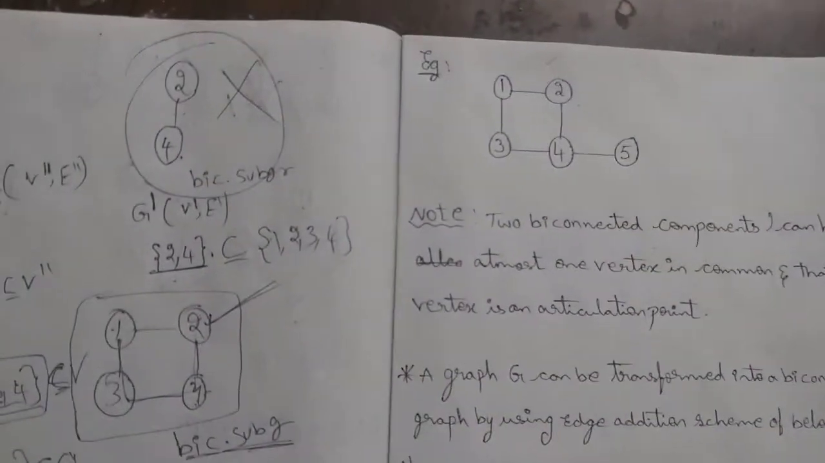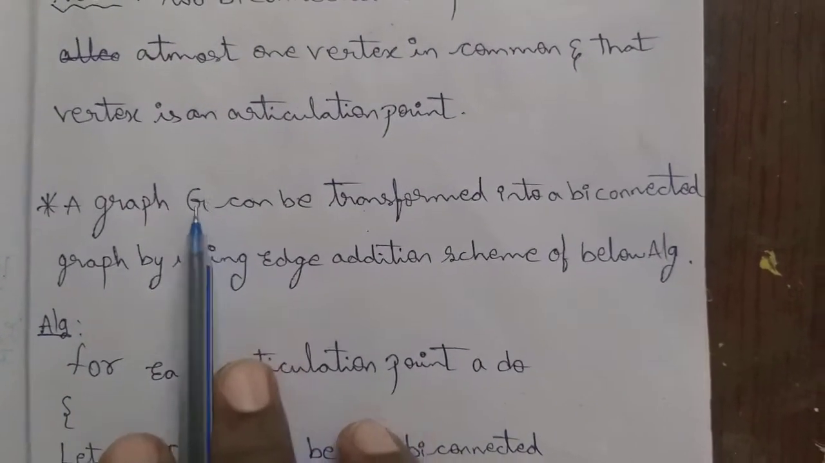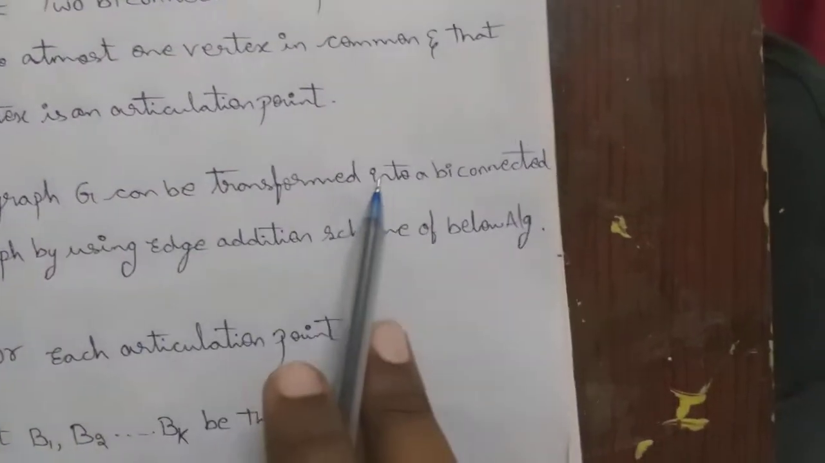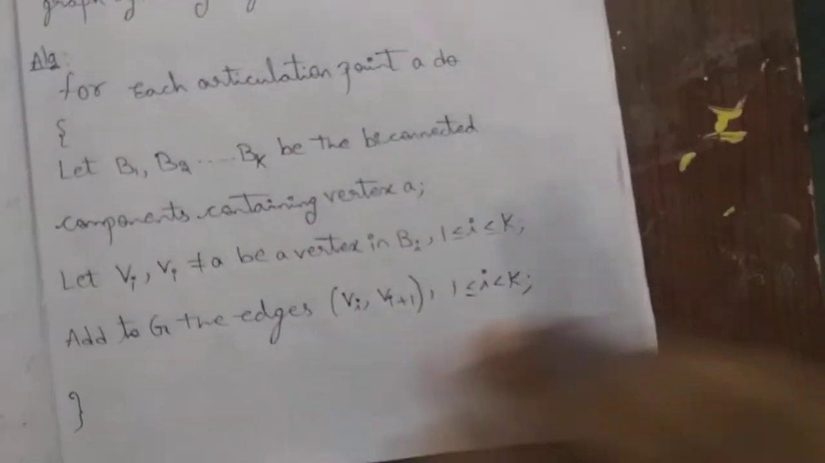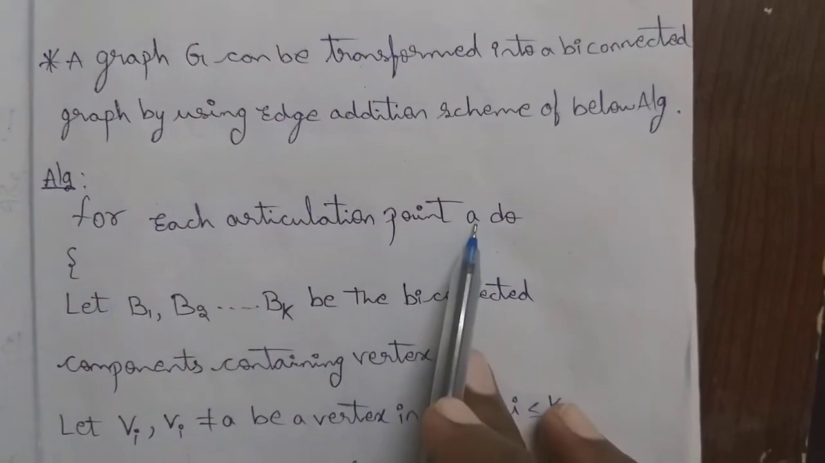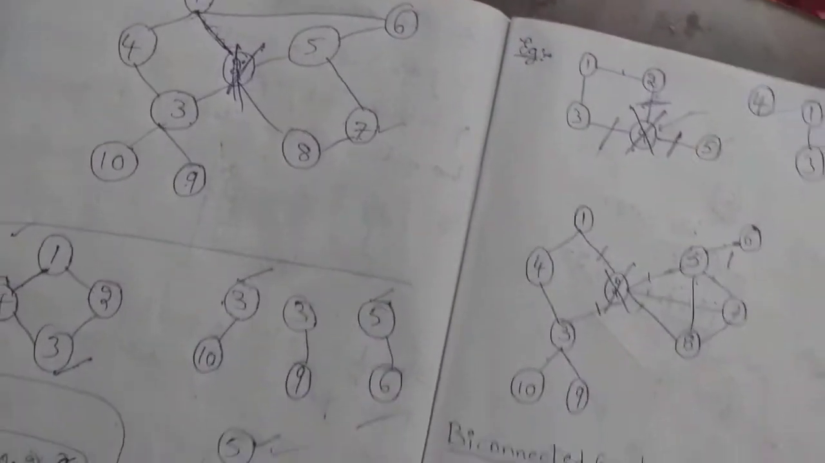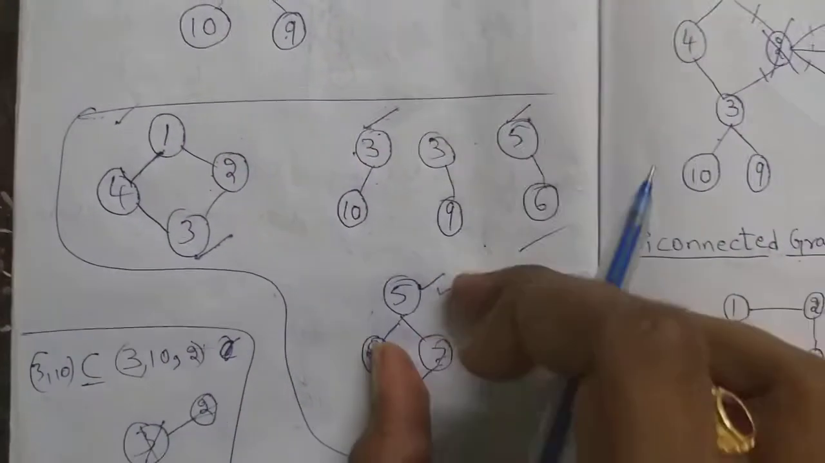That is seen in this algorithm. A graph G which is not a biconnected graph, which has articulation points, can be transformed into a biconnected graph by using the edge addition scheme of the below algorithm. What is this algorithm saying? For each articulation point A, I'll take this example one more time. We have taken this graph and we found 5 biconnected components for the graph.